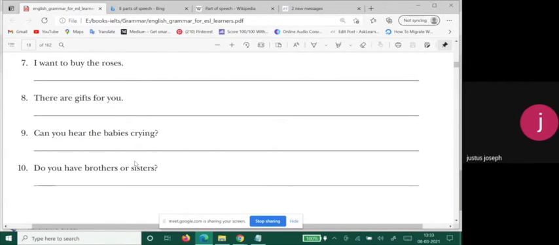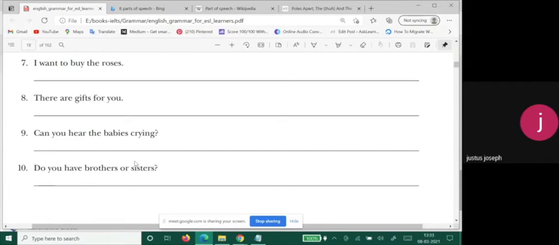So what tense is it? Simple tense, habitual tense. Can you hear the baby cry? Habitual simple tense. Can you hear the baby crying? Incomplete tense or progressive tense.